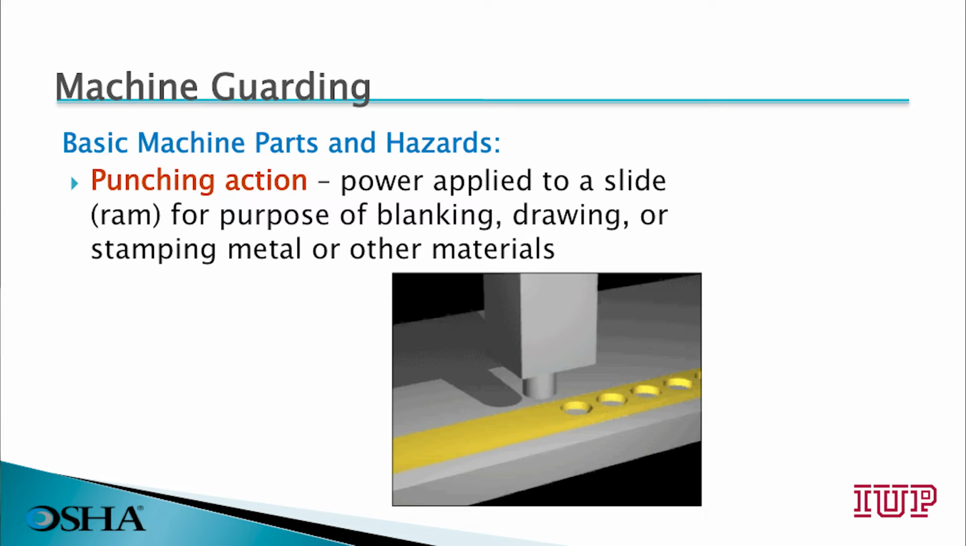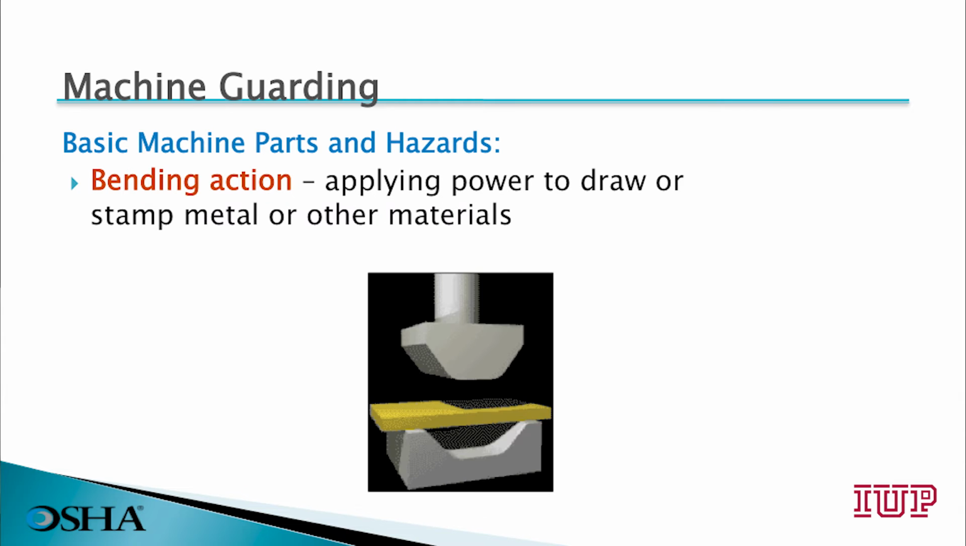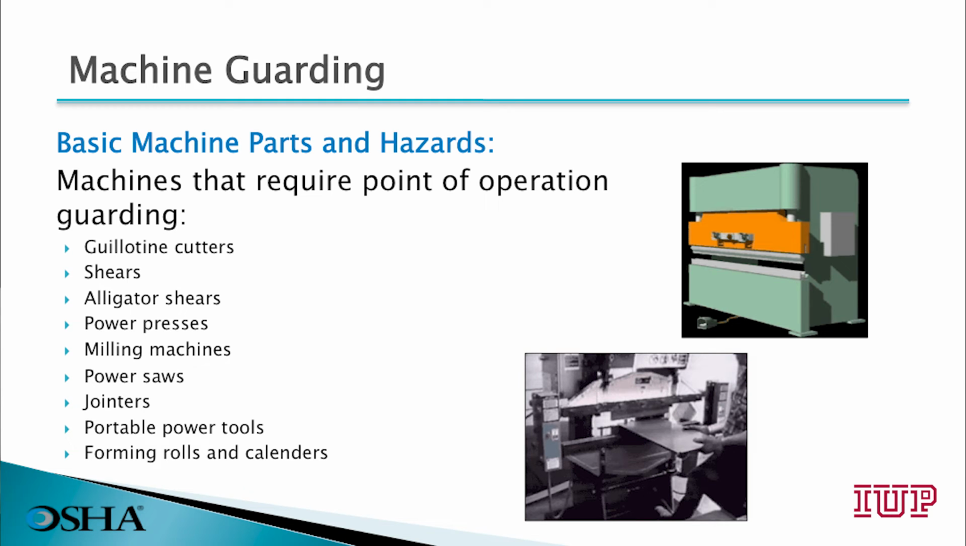shearing actions, which is applying power to a slide or a knife in order to trim or shear metal or other materials, bending action, which is applying power to draw or stamp metal or other materials. Basic machine hazards that may need guarding include guillotine cutters, shears, alligator shears, power presses, milling machines, power saws, jointers, portable power tools, forming rolls, and calendars.